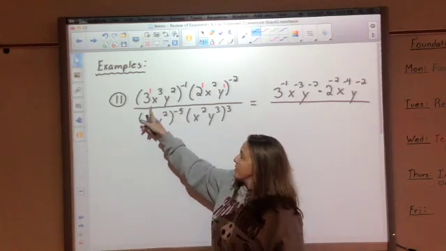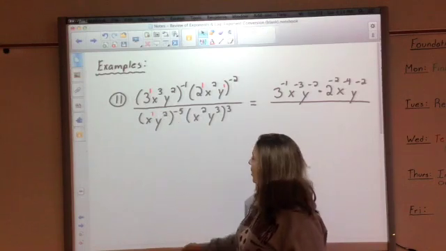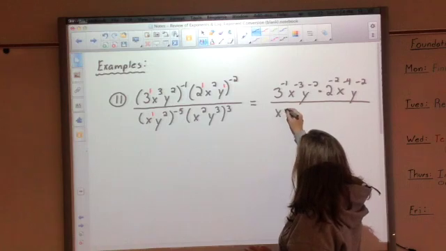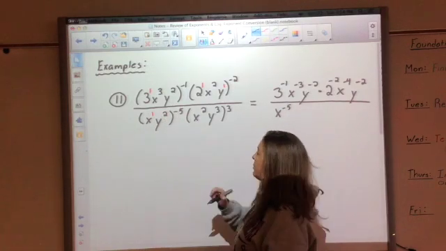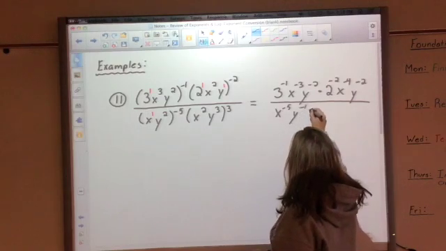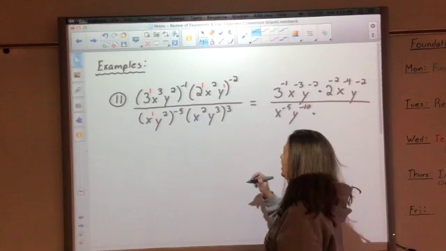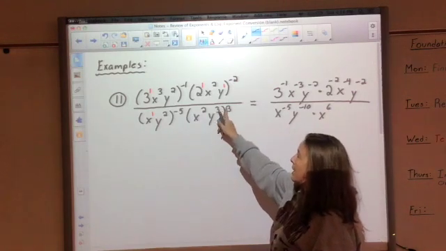Okay, first parentheses. We have an understood 1 here. So we have x to the 1 times negative 5 is negative 5. Then y to the negative 10 times x to the positive 6 and y to the positive 9.